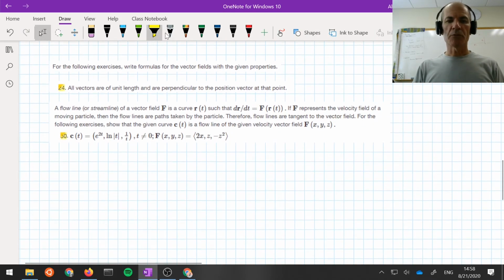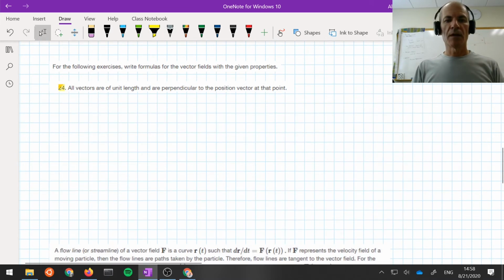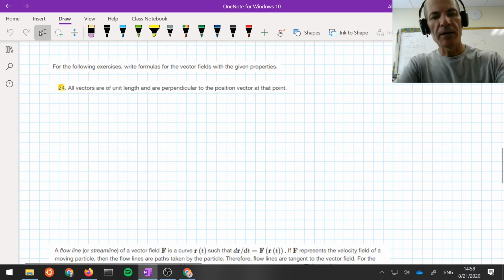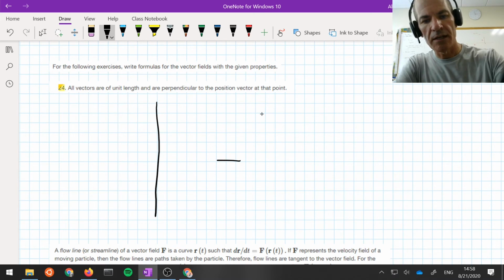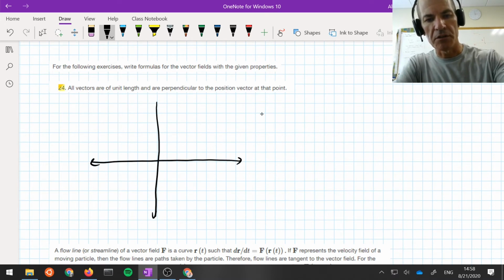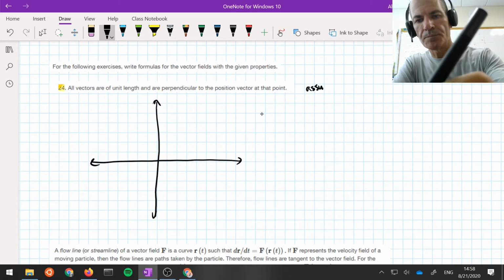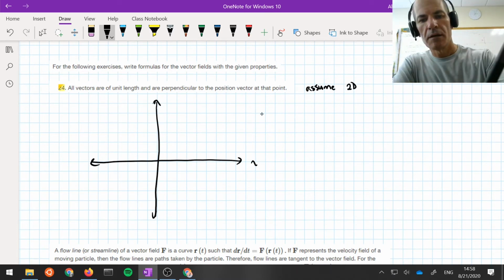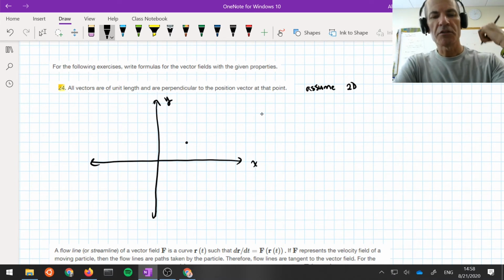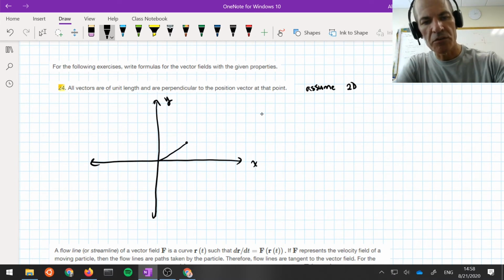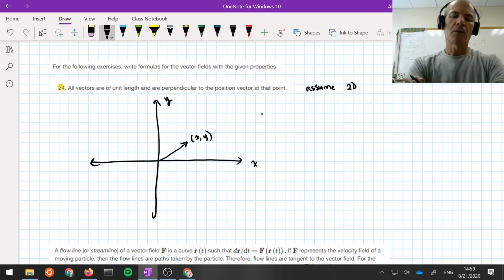So for the following exercise, we're going to write formulas for the vector fields that are described. So we want a vector field where all the vectors are of unit length and are perpendicular to the position vector at that point. So let me remind you what the position vector is, and we're just assuming 2 dimensions here, although you could do this in 3 dimensions as well. So we'll assume 2D, so x and y. What's the position vector at that point? It's the vector whose tail is at the origin and whose head is at the coordinate x, y. So that's the position vector.